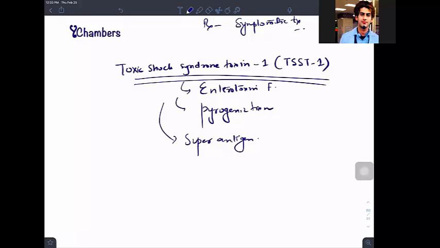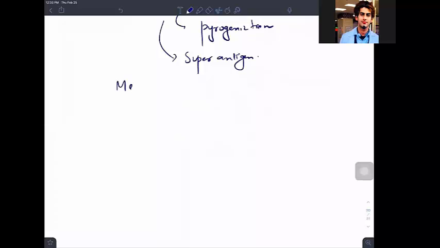In which people did this toxic shock syndrome happen? The females who use vaginal tampons, like menstruating females. I'm talking about the risk factor, what can cause this syndrome. The risk factor is menstruating females using vaginal tampons.